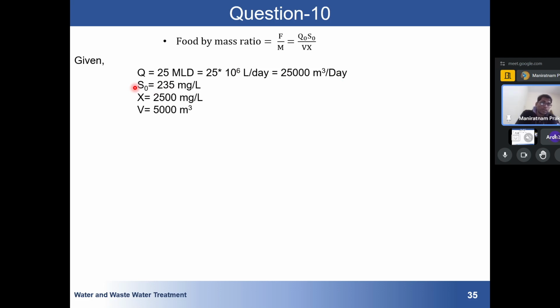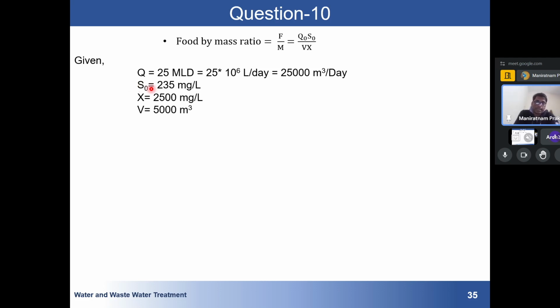BOD, or you say organic matter. Somewhere in a question it will be written that the organic matter coming in the base, or the content of organic matter, is 225 milligram per liter. That you have to consider as S. Different terms: substrate, BOD, amount of organic matter, all these are S, that is 235. The best way to measure it is BOD.